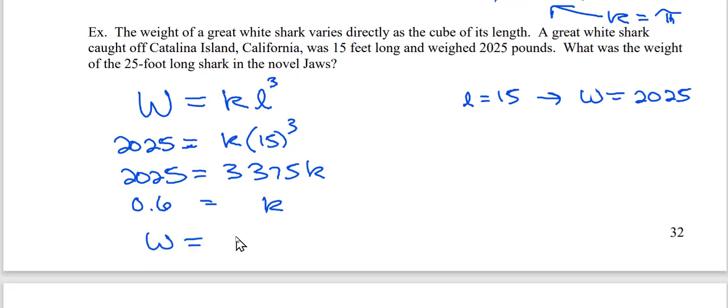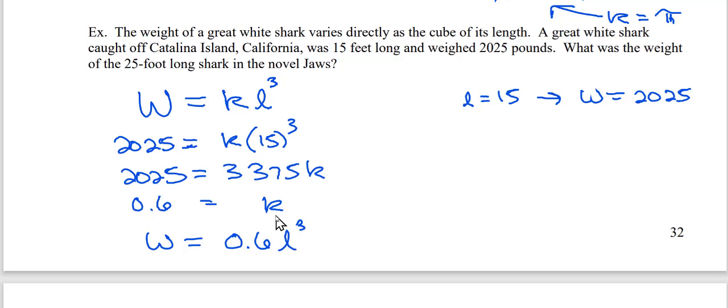That means our equation that describes the weight of a great white shark would be W equals 0.6 L cubed. That K would change for possibly a different kind of shark. It may not even vary directly as the cube of the length. A different shark species might have a totally different equation that describes it. But for the great white shark, this equation could describe it based on the information we're given here.